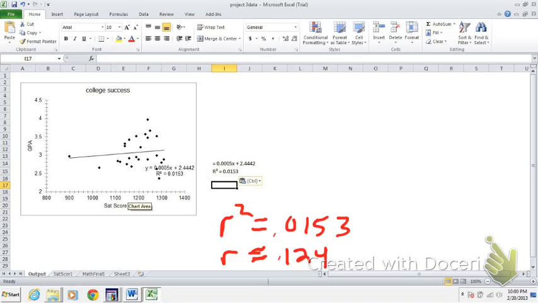So the correlation coefficient is 0.124. And what I would say is that the association appears to be weak. It has a slight positive direction, slight positive association, but it's weak. The correlation coefficient is only 0.12. Okay?